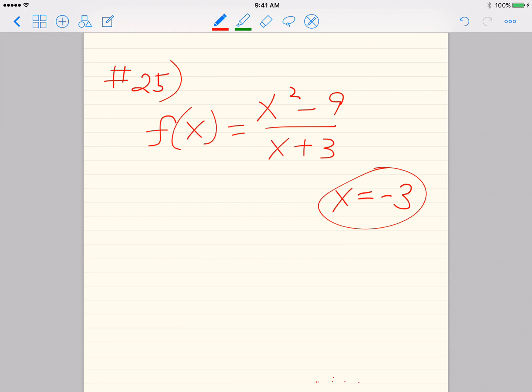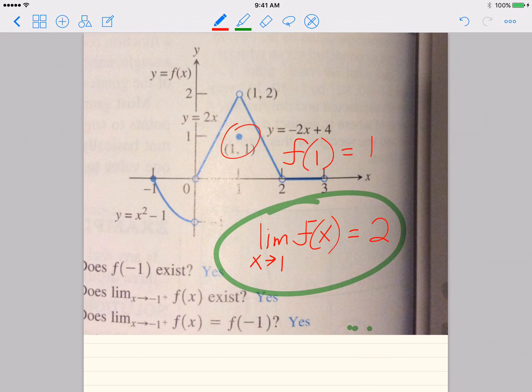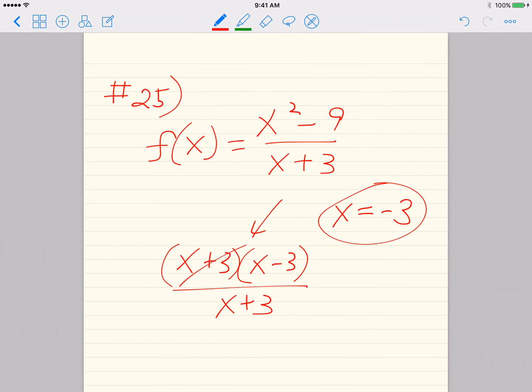Okay, so let's see what's wrong with this first of all. Why is it discontinuous? We know that it's discontinuous because the x value obviously cannot be -3. But nevertheless, this function can be simplified into practically the same graph as y is equal to x minus 3. So it will behave like a line.